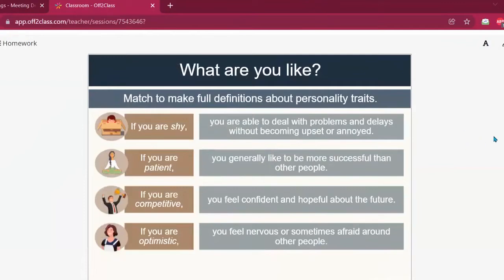For example, if you are shy, what is the answer from the right? If you're patient, what is it? If you are competitive, what is it? And if you are optimistic, what is the answer from the right?